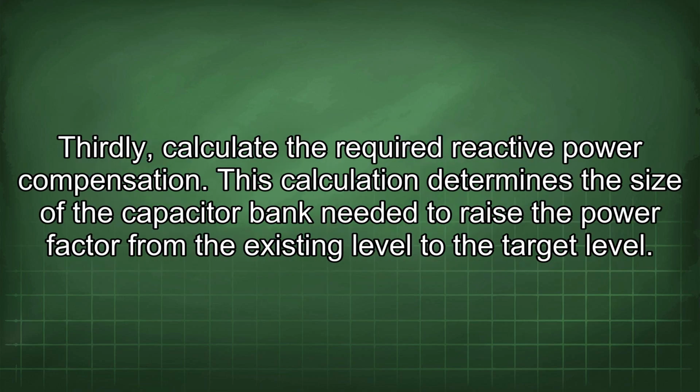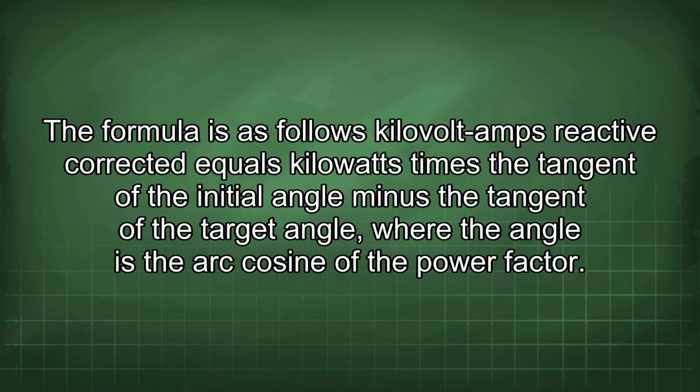Thirdly, calculate the required reactive power compensation. This calculation determines the size of the capacitor bank needed to raise the power factor from the existing level to the target level. The formula is as follows: kilovolt-amps reactive corrected equals kilowatts times the tangent of the initial angle minus the tangent of the target angle, where the angle is the arc cosine of the power factor.